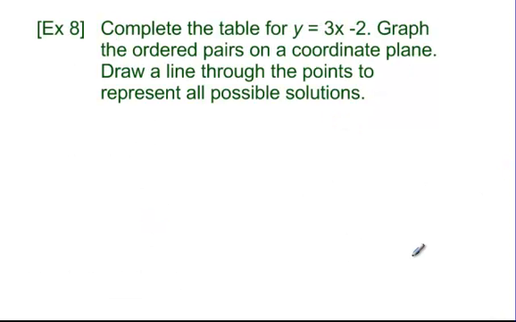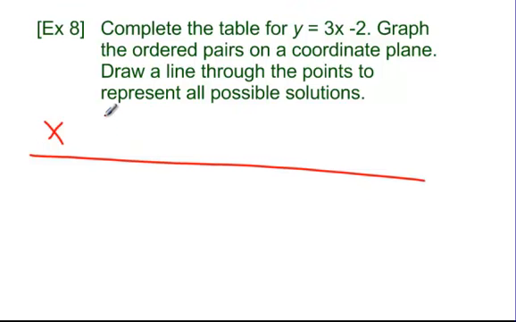Okay, for number 8 here, it says complete the table for y equals 3x minus 2. Graph the ordered pairs on a coordinate plane. Draw a line through the points to represent all possible solutions. Now, for these, you always need at least 3 points. So when I make my table for my x, I need at least 3 of them. 2 is not enough because a third point could take it in a whole new direction. So you need at least 3 points.